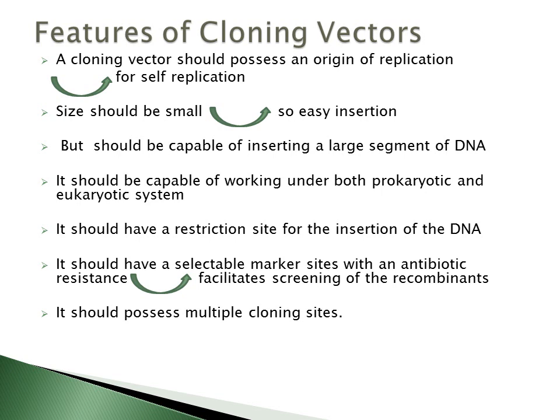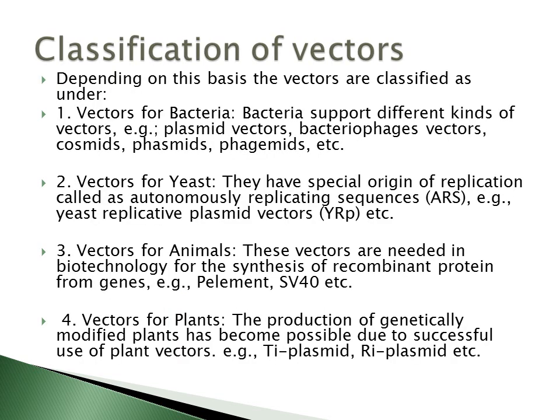It should be capable of working under both prokaryotic and eukaryotic systems. It should have a restriction site for the insertion of DNA so that we can insert. It should have selectable marker sites also for antibiotic resistance, which facilitates screening of recombinants. And it should possess multiple cloning sites because we want sufficient cloning sites for the reaction.